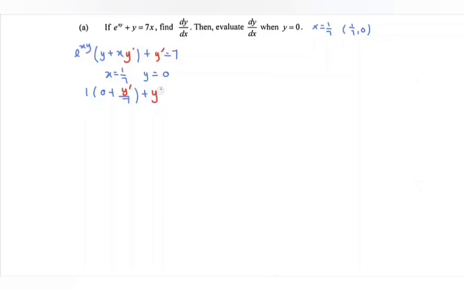Plus we have the y prime, and then equals to 7. So in here we have y prime plus the bracket 1 over 7 plus 1 equals to 7. So we have 8 over 7. Here we have y prime equals to 7. So the dy dx, or we can say the y prime, equals to 49 over 8.